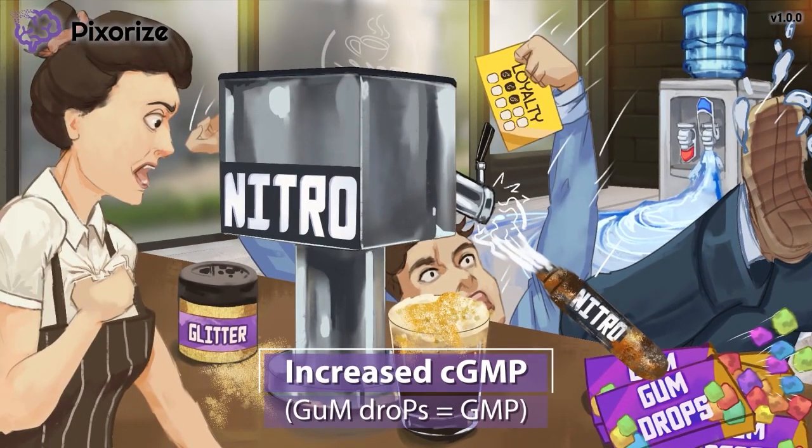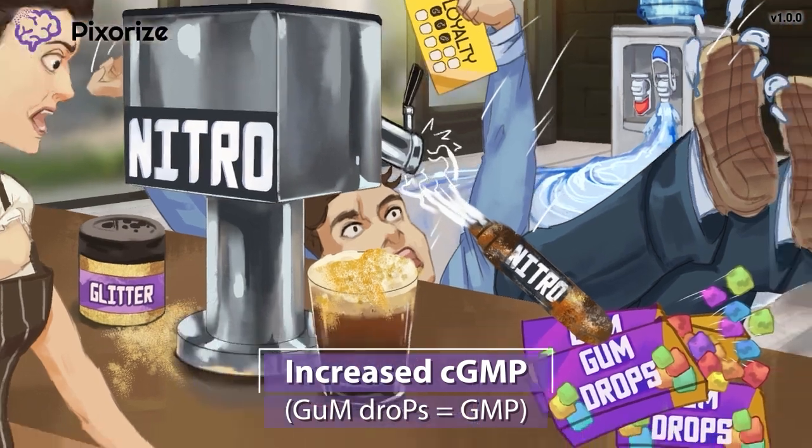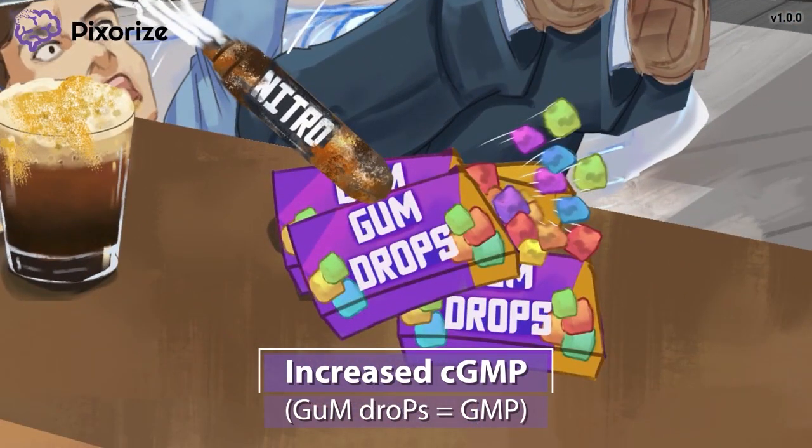The rusty nitro canister also knocked over some candy packets being sold at the counter. You know how coffee shops always sell sweets and stuff at the counter. And these aren't just any candies. No. They are my favorite. Sweet and chewy gumdrops. Let these gumdrops remind you that the effects of nitric oxide are mediated by cyclic GMP, or cGMP. Get it? Gumdrop for GMP?